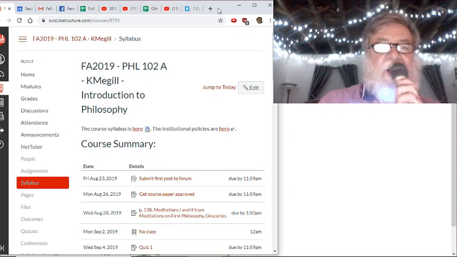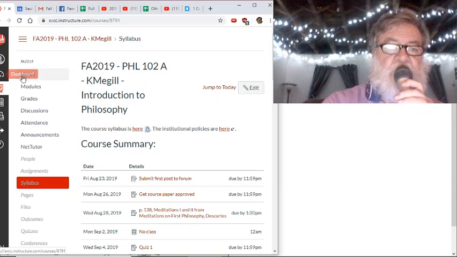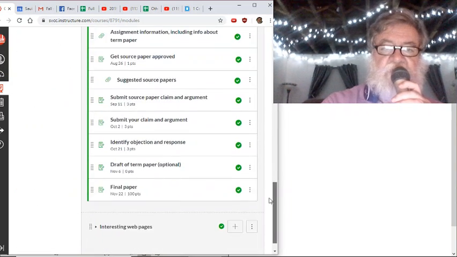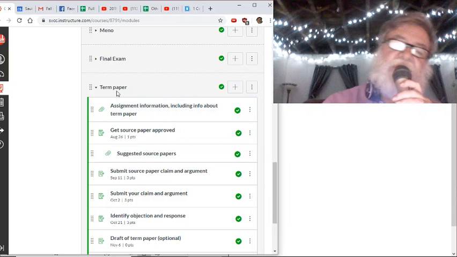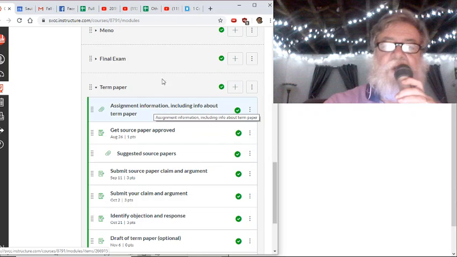Okay, let's take a look at the paper portion of the course and the paper itself. I'm going to start by going to Modules. Down at the bottom of the page, there's a section called Term Paper. The first thing in that is assignment information, including info about the term paper.